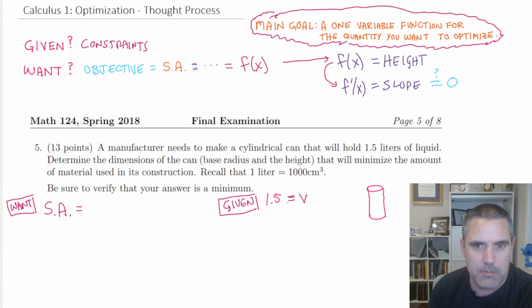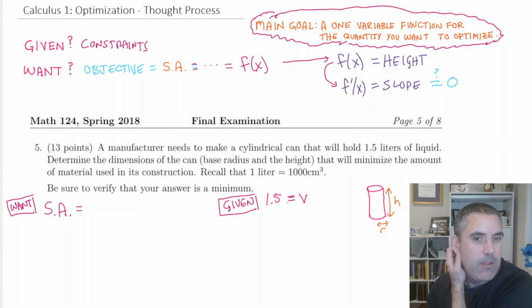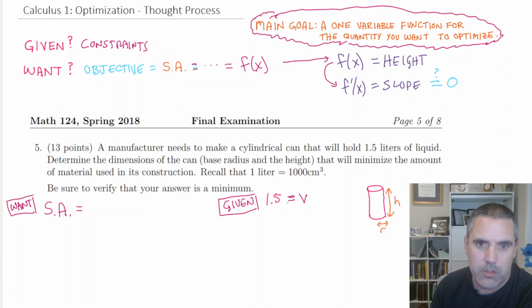Determine the dimensions of the can, base, radius, and height. Okay, so they're making suggestions for things I might want to label. How about radius and height? We'll minimize the amount of material used in the construction. Remember that 1 liter is 1,000 cubic centimeters. Oh, I see. So they're trying to help us get it all in terms of centimeters.